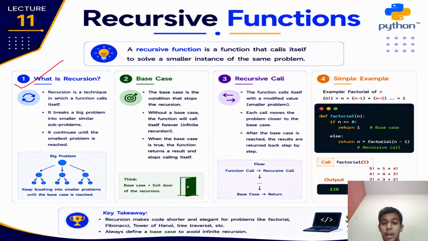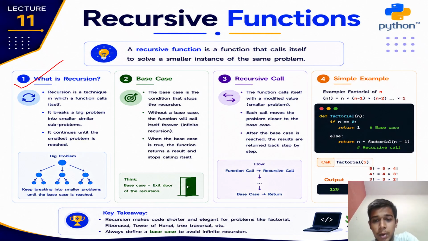You can see the diagram that shows one large problem being divided into smaller and smaller parts until the smallest problem is reached. Here you can see first it is a big problem, so it is divided into three other small problems. Then these three problems are divided into even smaller problems. This is how recursion works.